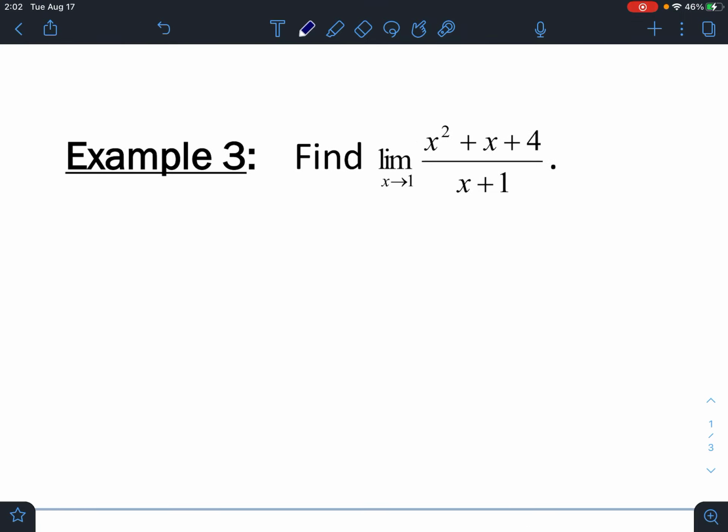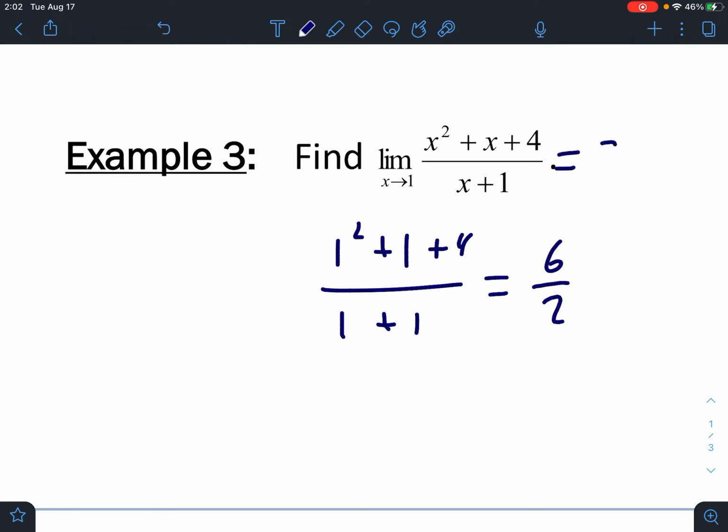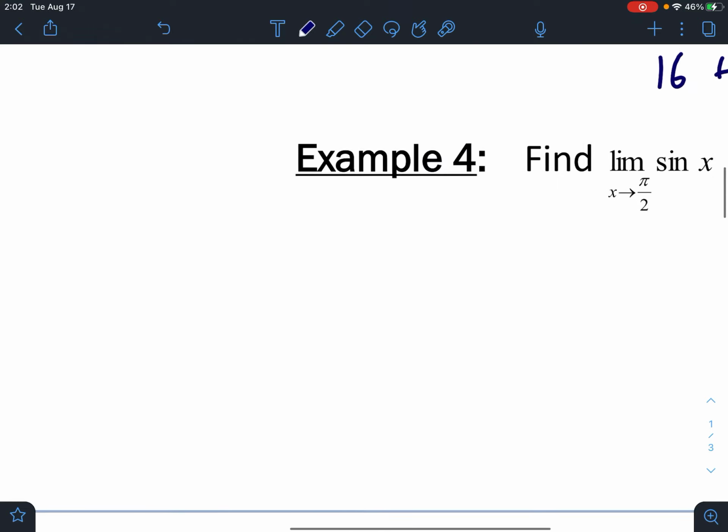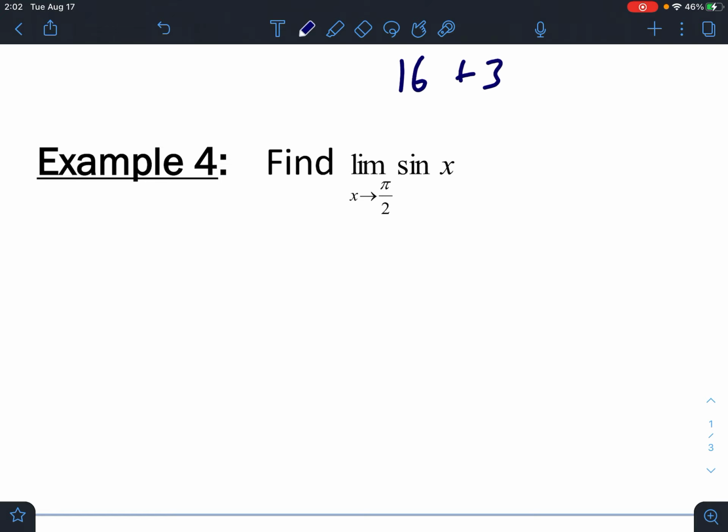Same thing for example 3. We're going to directly substitute 1 in for x, and we get 1 squared plus 1 plus 4 over 1 plus 1, which is 6 over 2, so our limit must be 3. Finally, example 4, if we substitute pi over 2 in for x, we get sine of pi over 2. We remember from the unit circle that would be 1. So our limit as x approaches pi over 2 of sine of x is 1.